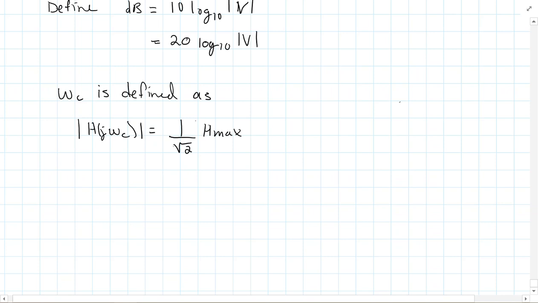I'll say magnitude of H max. Now, why is it 1 over square root of 2? Well, we'll look into that in a second. But first, I want to show you why we look at the minus 3 decibel point. Let's assume H max is 0 decibels.